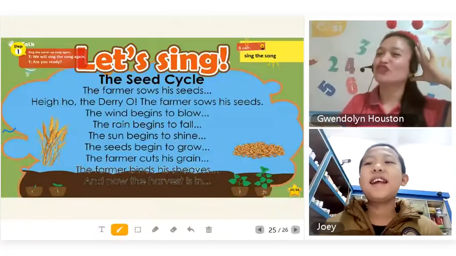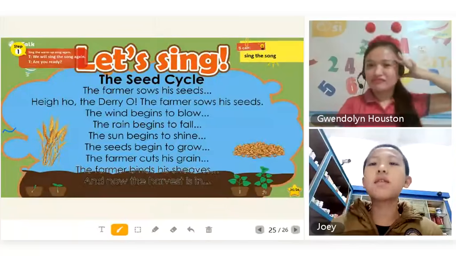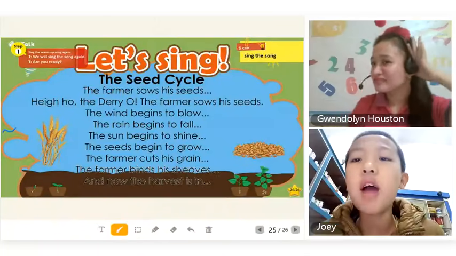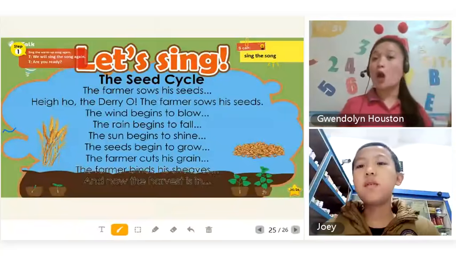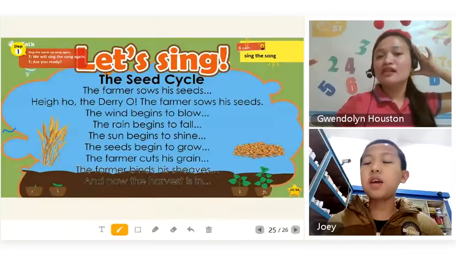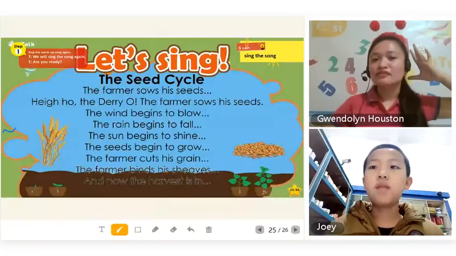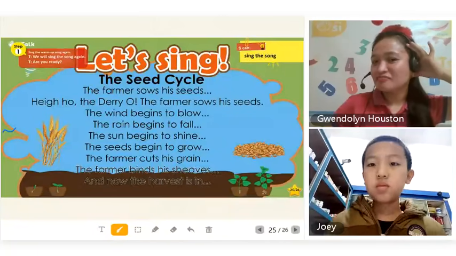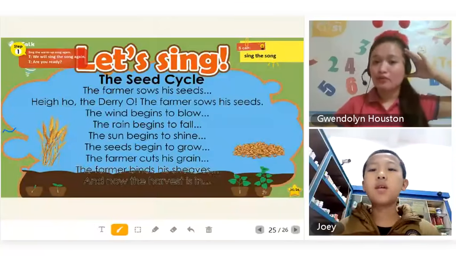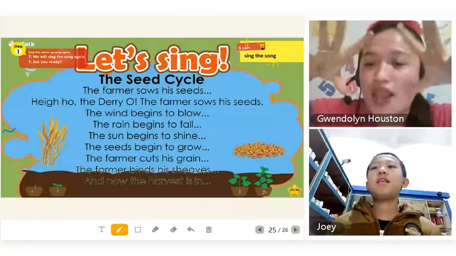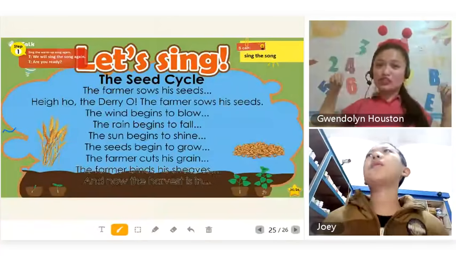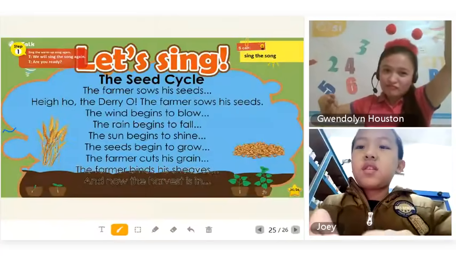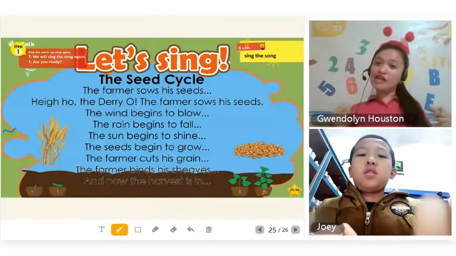The farmer sowed the seeds. The farmer sowed his seeds. Hey ho, the dairy o. Hey ho, the dairy o. The farmer sowed his seeds. The wind began to blow. Hey ho, the dairy o. The rain began to fall. The sun begins to shine. The seeds grow. Farmer cuts the grain. The farmer binds the sheaves. And now the harvest is in.